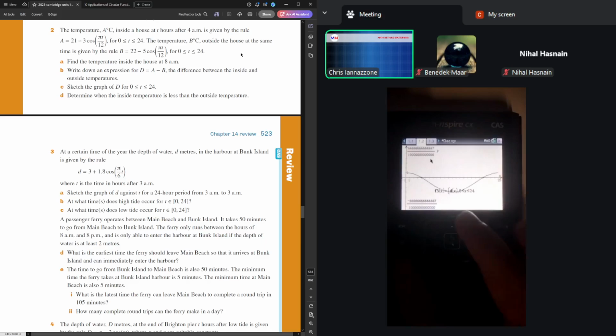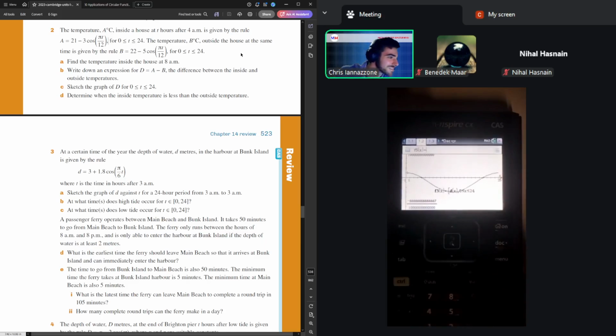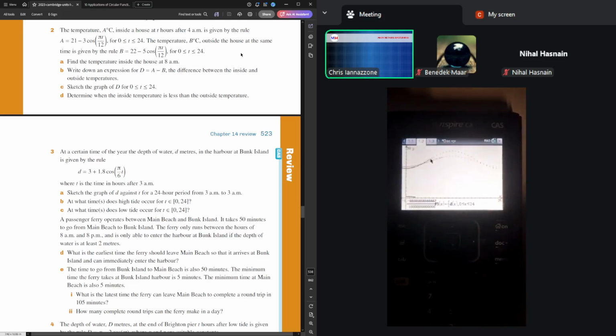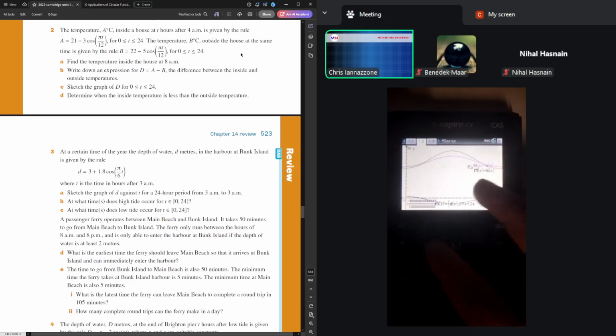Oh wow, it's going to be really high up actually. Yeah, because we've got a midline of 21, midline of 22. Actually, that'll probably help out with legibility, having them all the way up in the sky. Cool. Let's have a look. Let's go with a y-max of 30. Yep, sweet. Okay, so A was the inside temperature, and B was the outside temperature.